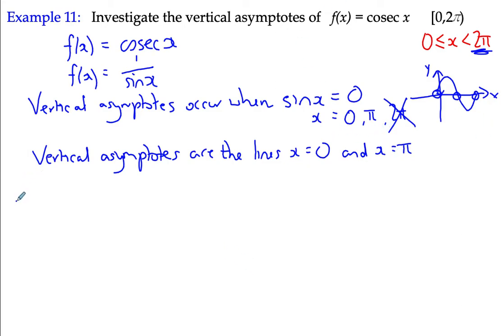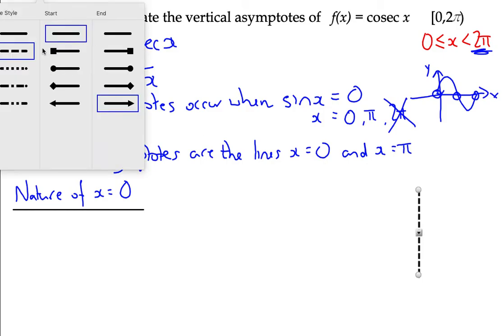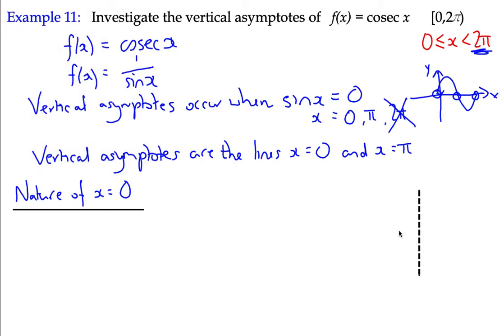If we want to think about the nature of them, we can think about the nature of the asymptote x equals 0. And we can draw our asymptote. Okay. So we know that one asymptote has the equation x equals 0. We don't know if it's going to tend to negative or positive infinity on either side, so we'll check it.